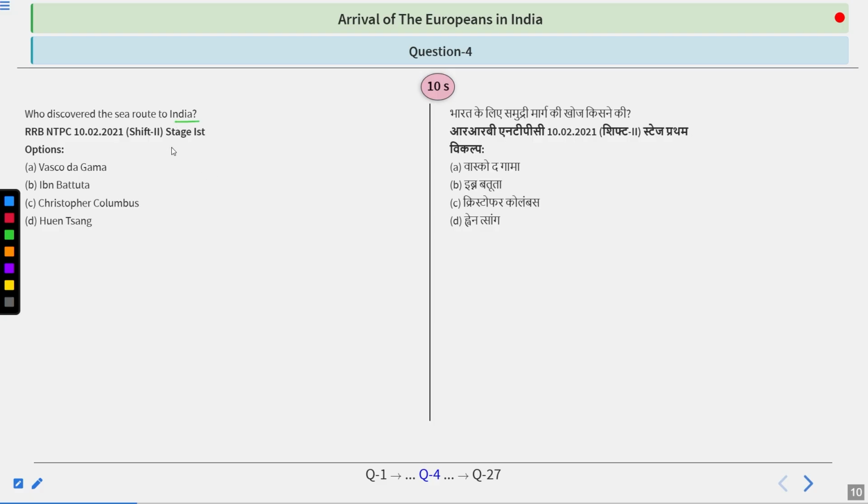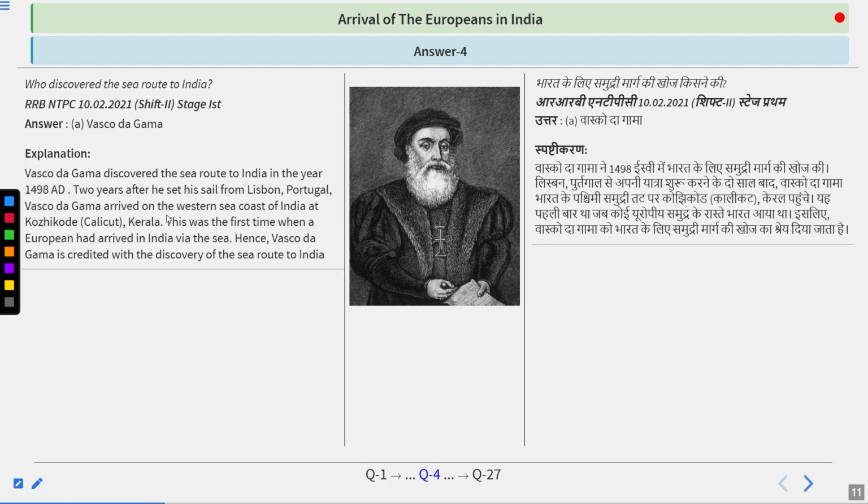Who discovered the sea route to India? Vasco da Gama, Ibn Battuta, Christopher Columbus or Hiuen Tsang? So try to find out the answer. And the answer is Vasco da Gama.